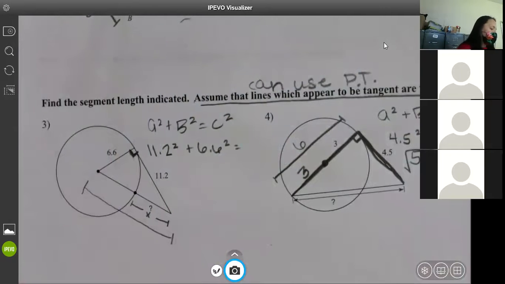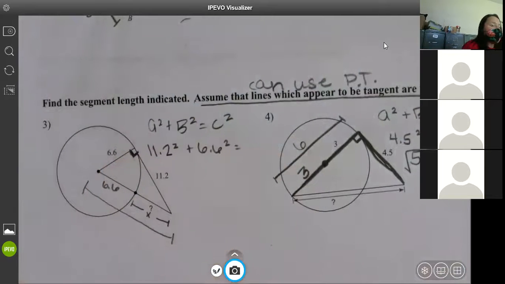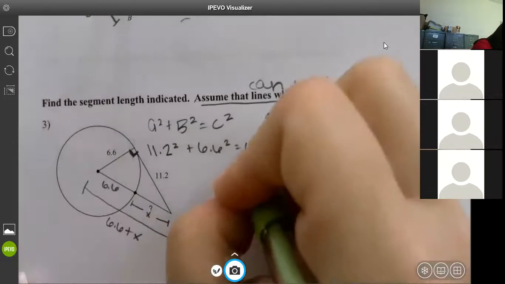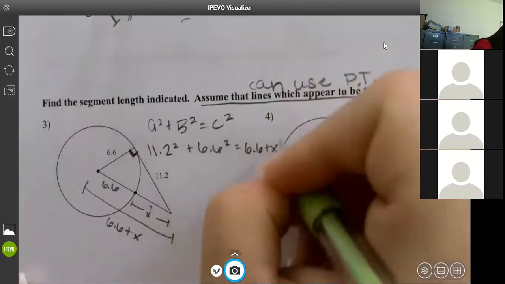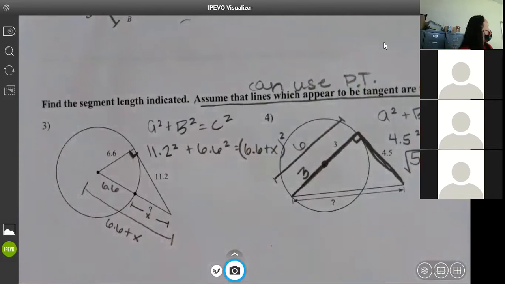What? We know that this is 6.6. Well, how would I get the total though? Are these two the same? Not isosceles, so no, we can't do that. You're close though. If this were 5, how would I get this length? Add them together, right? So that's what we're going to do. We're just going to add them together. 6.6 plus X. That is what's going right here. So that's what makes this one a little bit harder, okay?